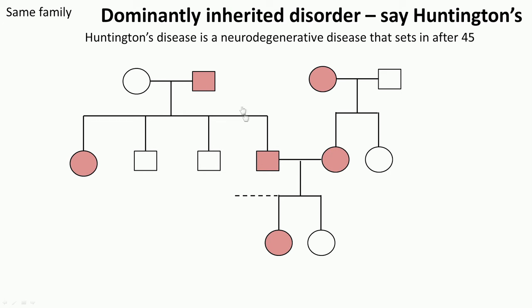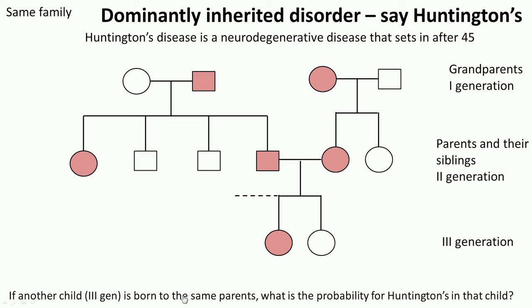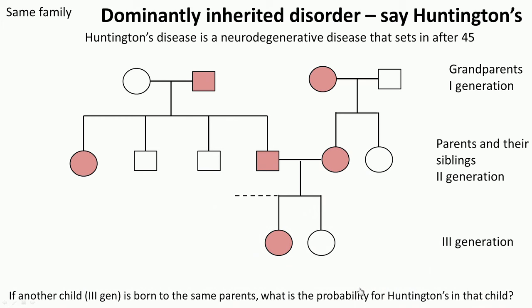Here the family members who have Huntington's disease are shown by a shaded square or a circle. A shaded square is an affected male and a shaded circle is an affected female. Now let us do the analysis the same way that we did for a recessively inherited disorder, which was albinism. Same question, if another child is born to the same parents, what is the probability for Huntington's in that child? This is more serious than albinism. Albinism is merely looks, and maybe it makes the person prone to skin cancer, but it is not as dangerous as this. But it has a social angle to it, so that could also be considered important enough.